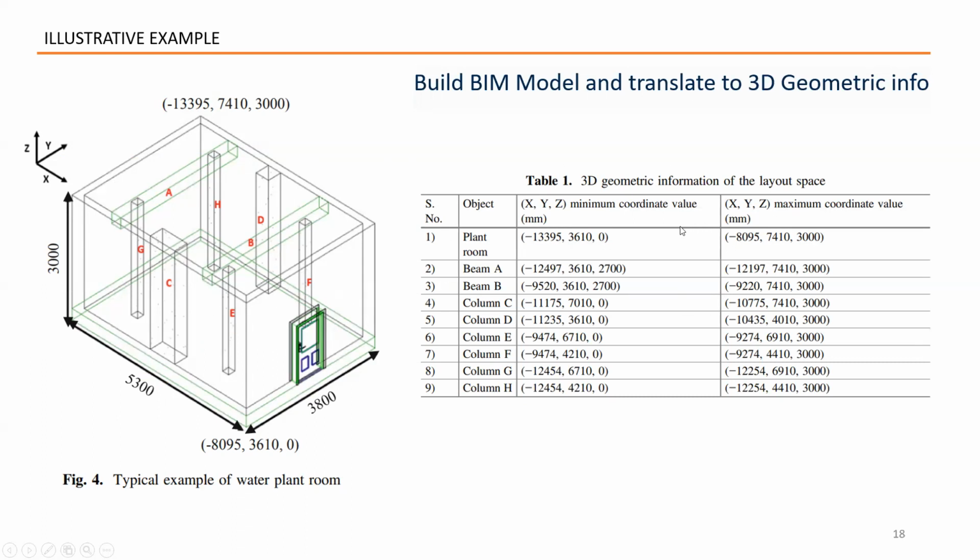This table translates these physical constraints into coordinate value information. There's a minimal coordinate value and a maximum. So beam A is between this point and this point, and it's a box for sure. So this information shows the blackout points. The PEP cannot go to this place.